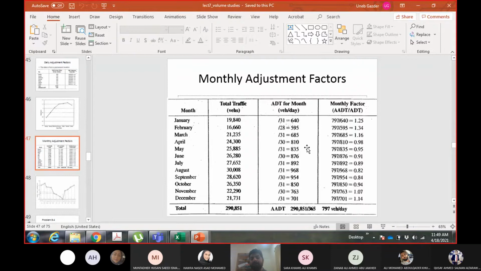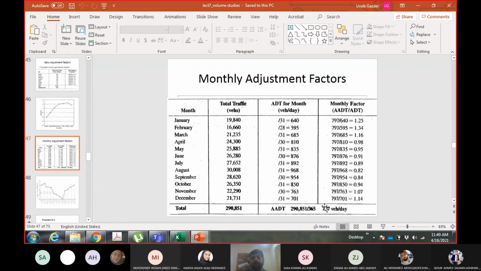To calculate the adjustment factor of the month, I need AADT. AADT means the average of the whole year. So you take the total of this column. This will give the total traffic of the year. You have the full number here, 290,851, and you divide by the number of days in the year, which is 365. So the AADT is 797.